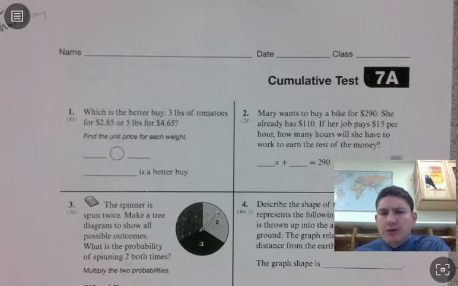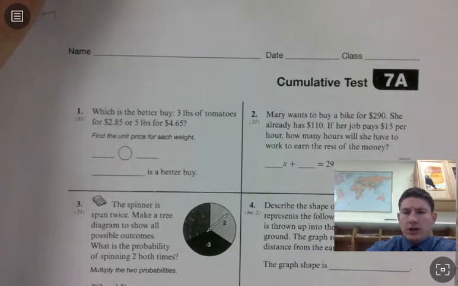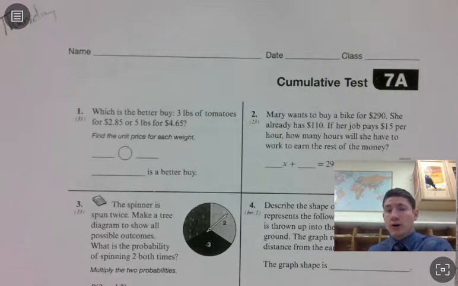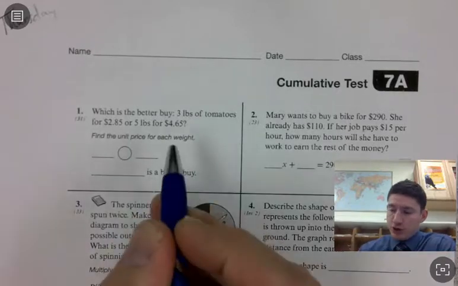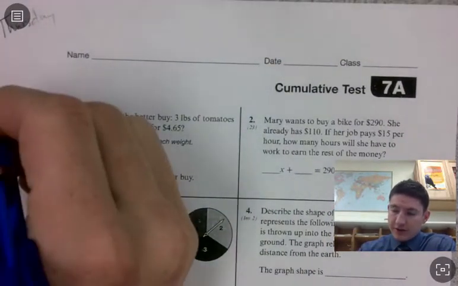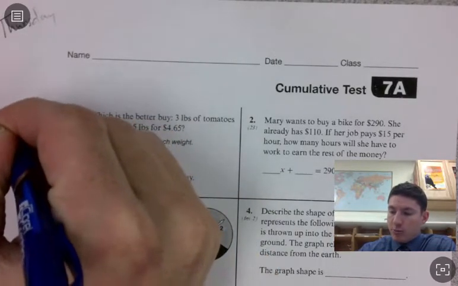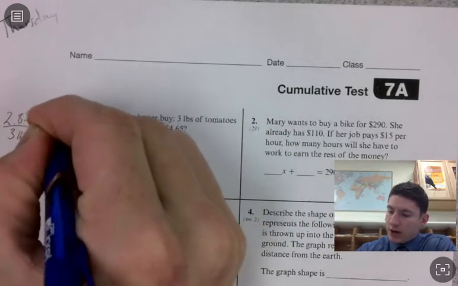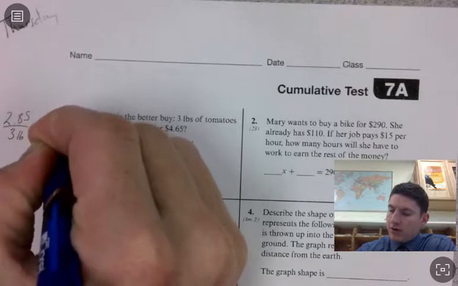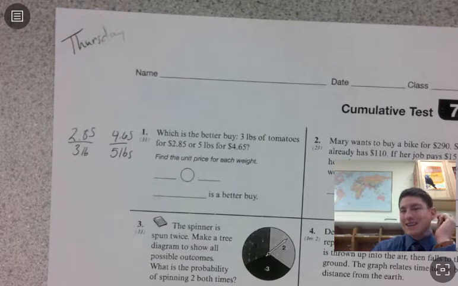3 pounds of tomatoes for $2.85 or 5 pounds for $4.65. When we're calculating the best price here, we want to find the unit price, which means you're going to take into account how much the item costs per pound to find the price per pound. So you've got two scenarios here, 3 pounds for $2.85. So I'm going to say that it's $2.85 divided by 3. I get the price per pound when I divide that. Or I take 5 pounds and I'm dividing $4.65 divided by 5 lbs.